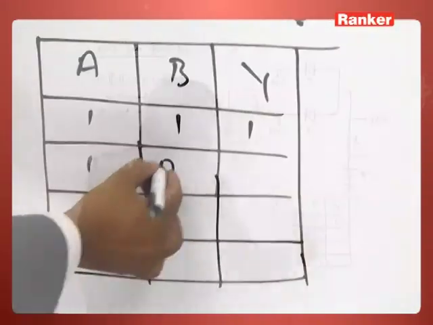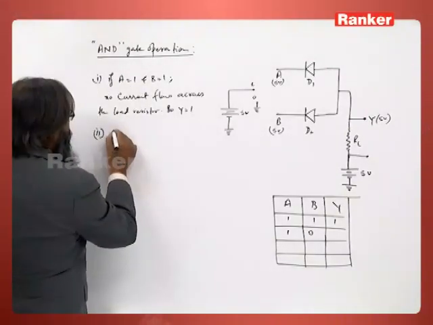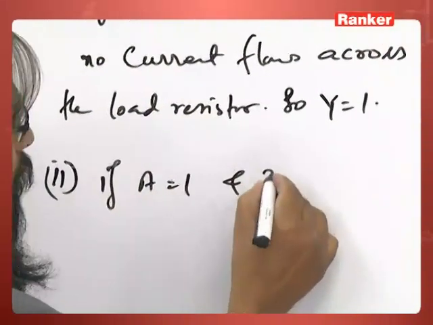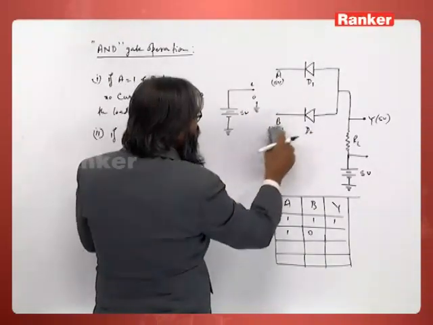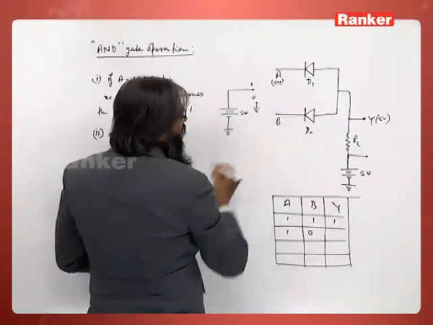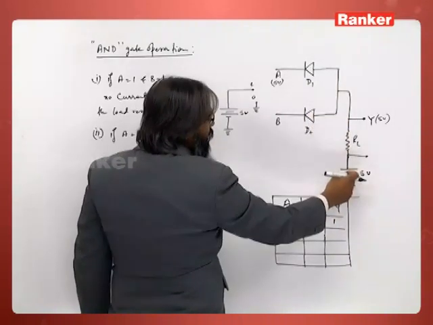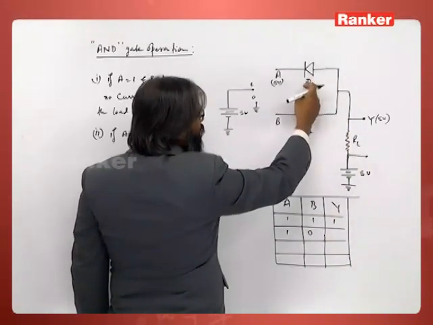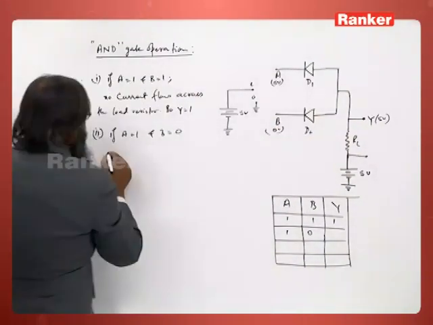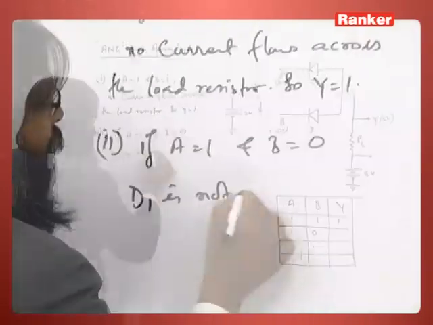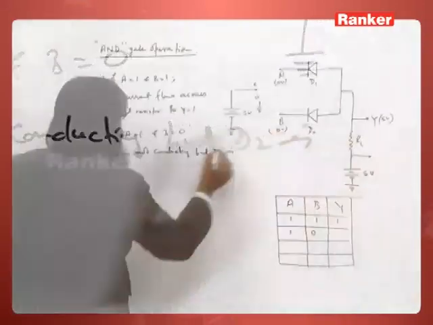Now, we will see the 1 0 case. So, second combination of A and B: A is equal to 1 and B is equal to 0. So, now A is 1 means 5 volts and B is 0 means we connect it to 0. Now you see what happens, this is 5 volts and so there is no potential difference across D1, but this is 0 volts. So, this becomes forward biased. D1 is not conducting, but D2 is conducting.